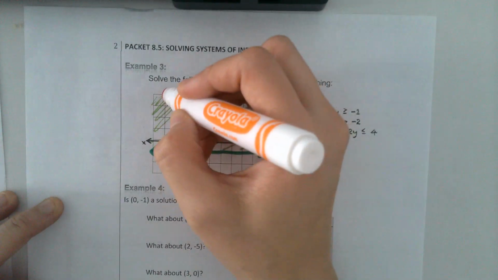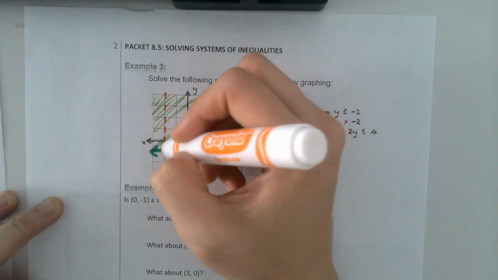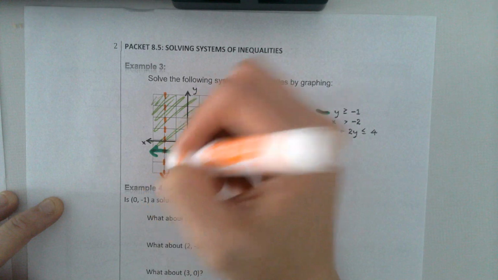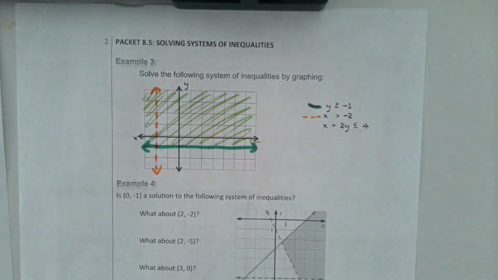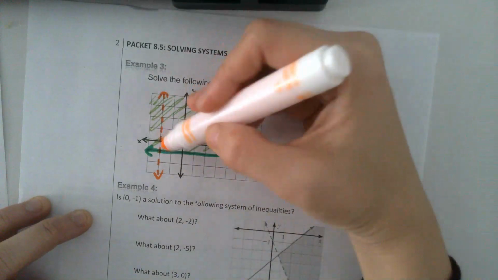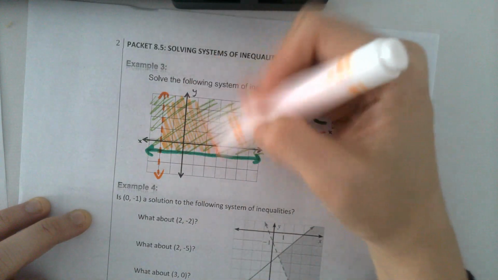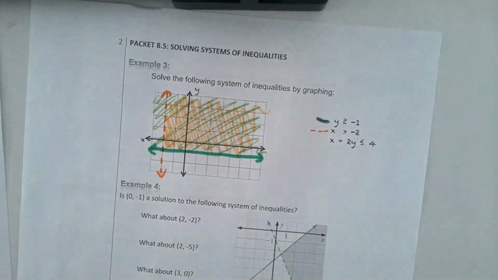So I go here, X is going to be -2. I don't care what Y is. We have a straight line. And I know that it's greater. Okay, so instead of shading the whole thing, I'm actually going to just shade this part because I'm trying to get it to coincide with the green.